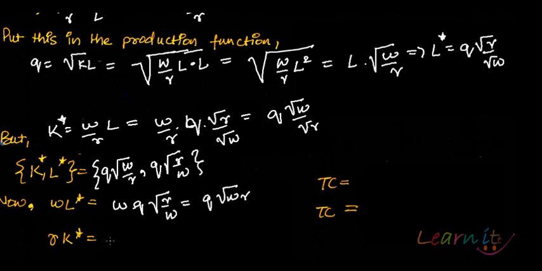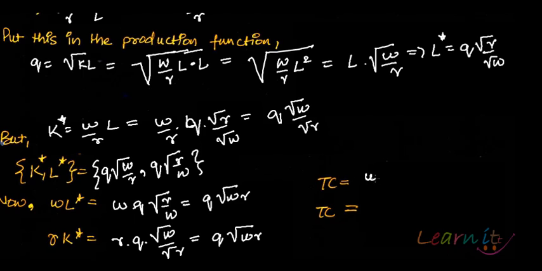Then what is the total cost of capital? It is R into K star. What is your K star? Q into root of W by root of R. Well, that would be equal to Q root of WR. So what is the total cost?